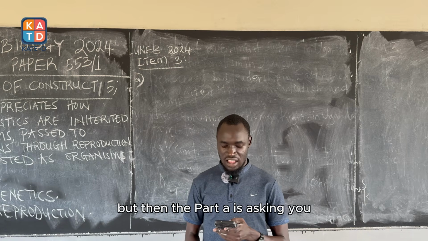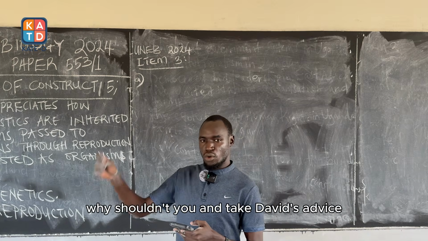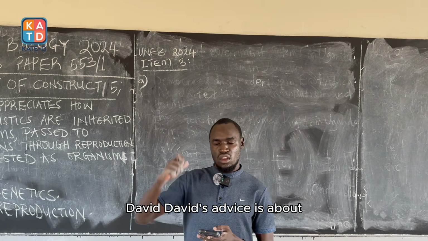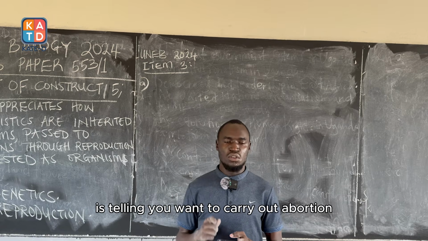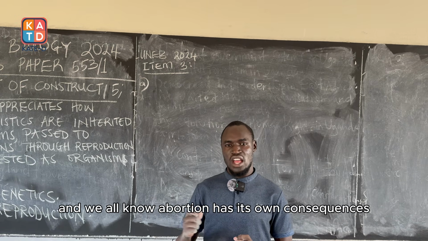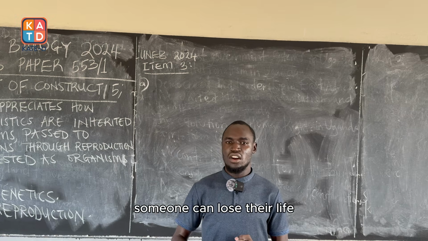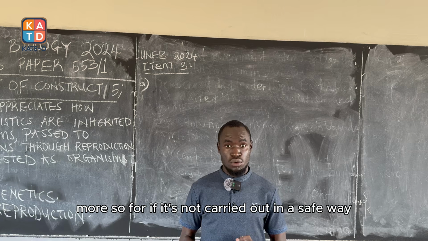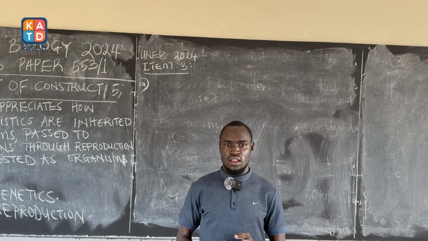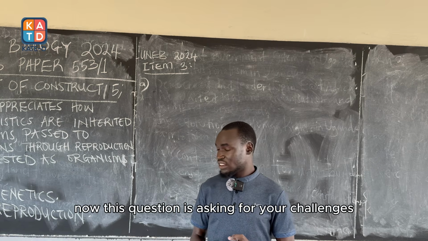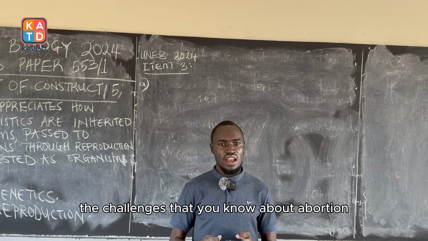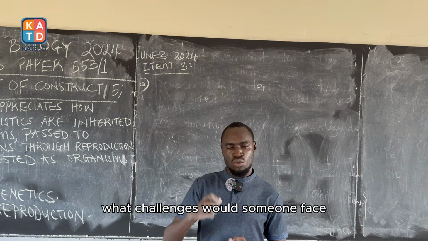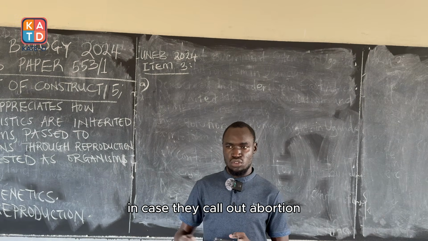But then part A is asking you, why shouldn't Joan take David's advice? David's advice is telling Joan to carry out abortion. And we all know abortion has its own consequences. Someone can lose their life, more so if it's not carried out in a safe way. Now, this question is asking for the challenges that you know about abortion. What are the side effects? What challenges could someone face in case they carry out abortion?